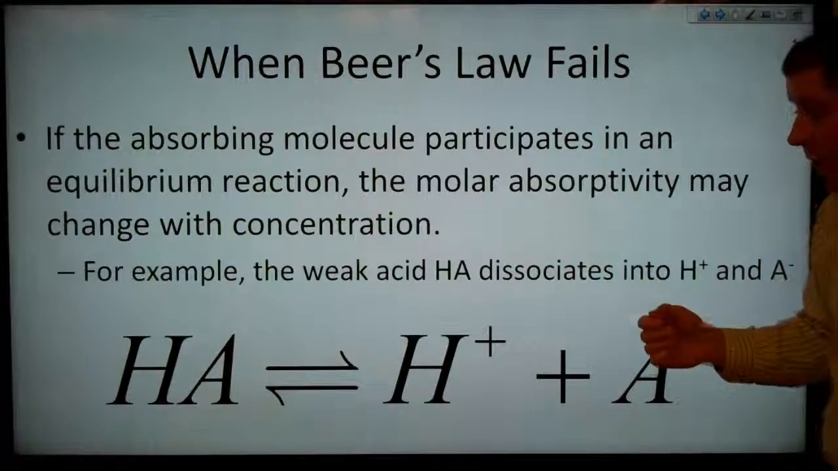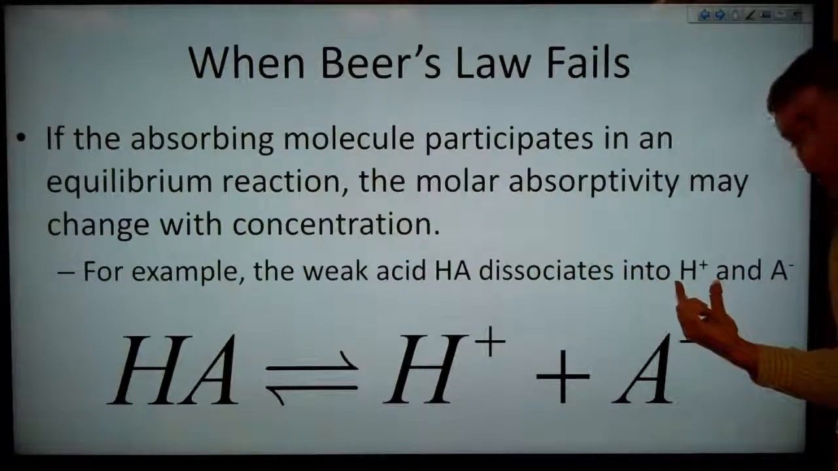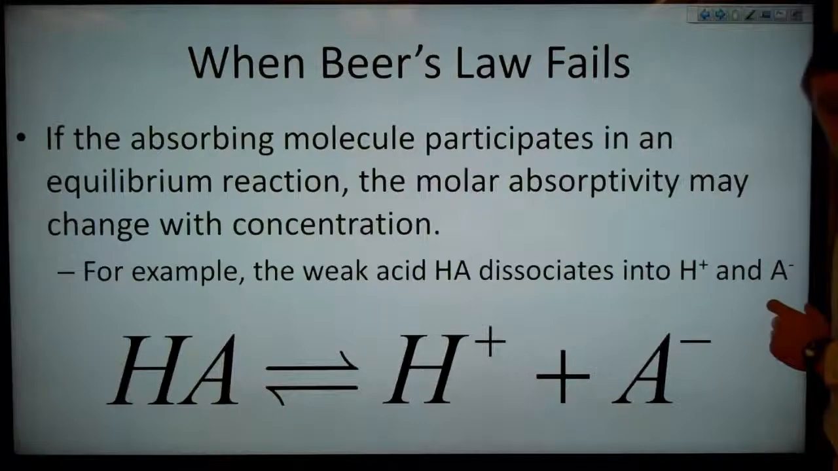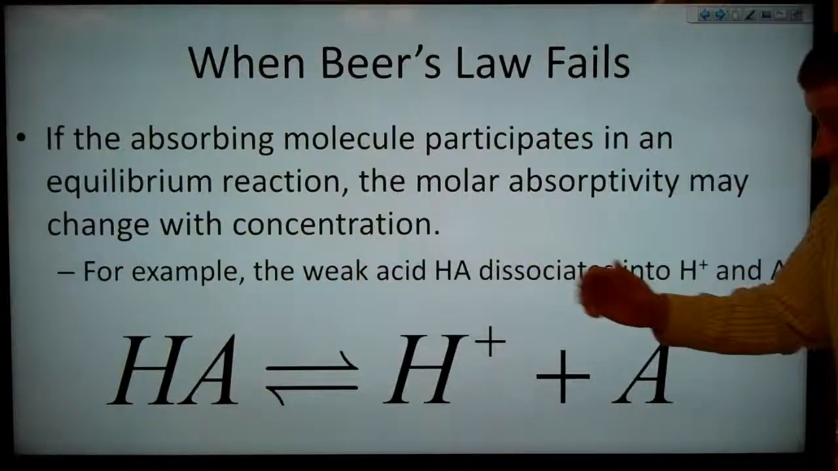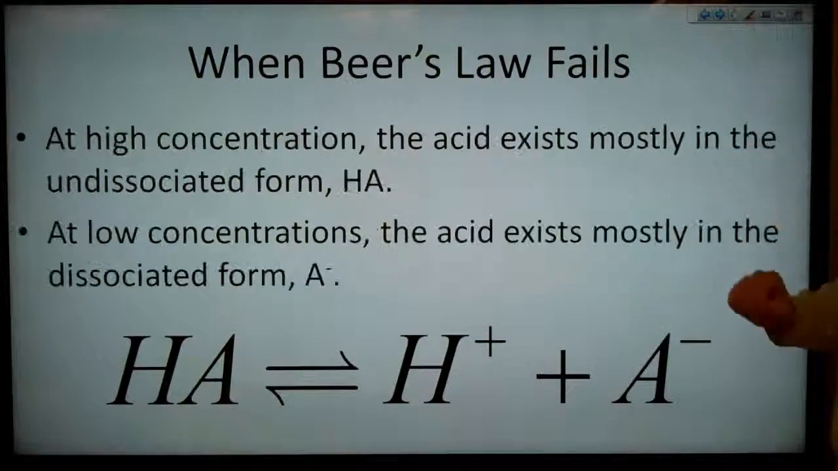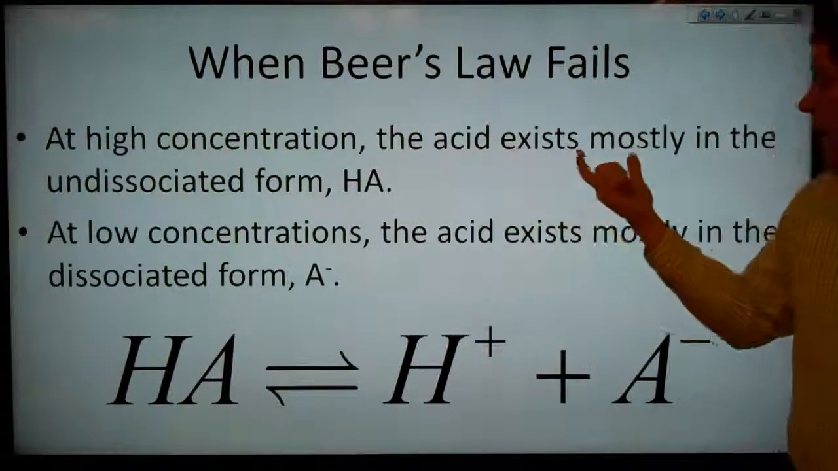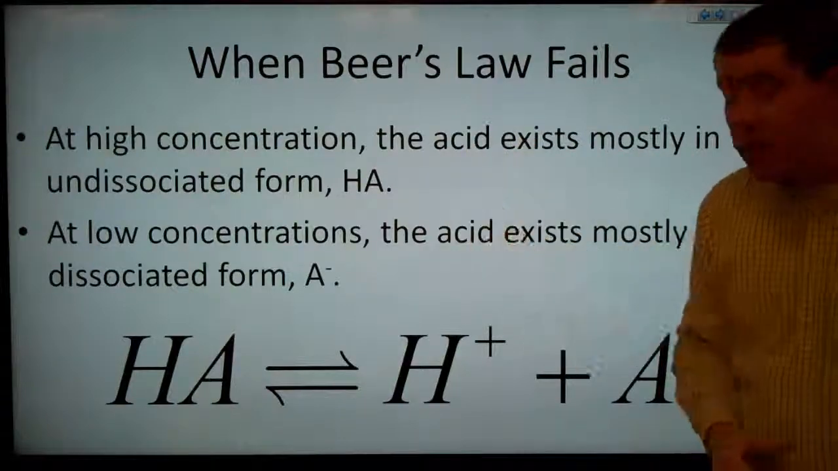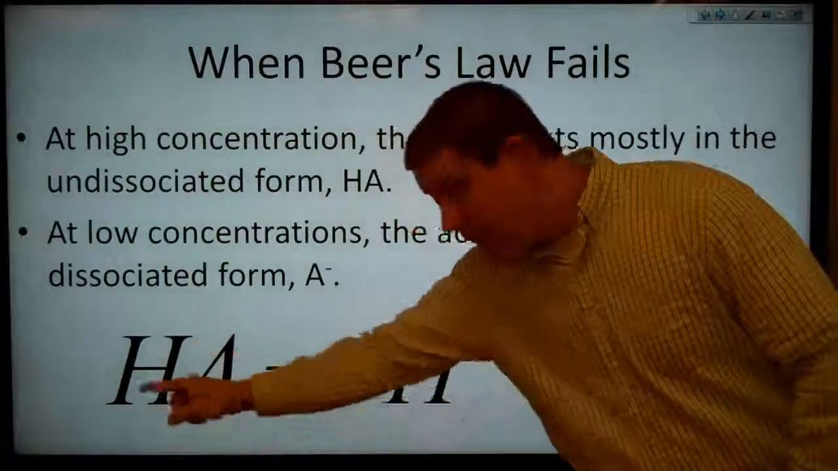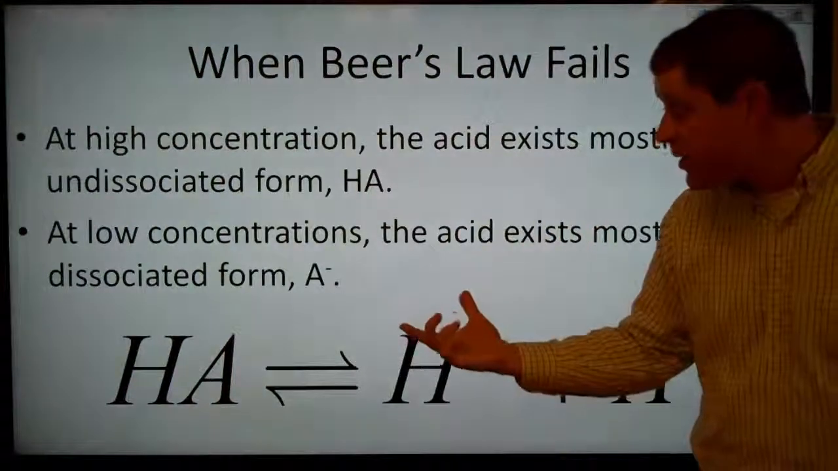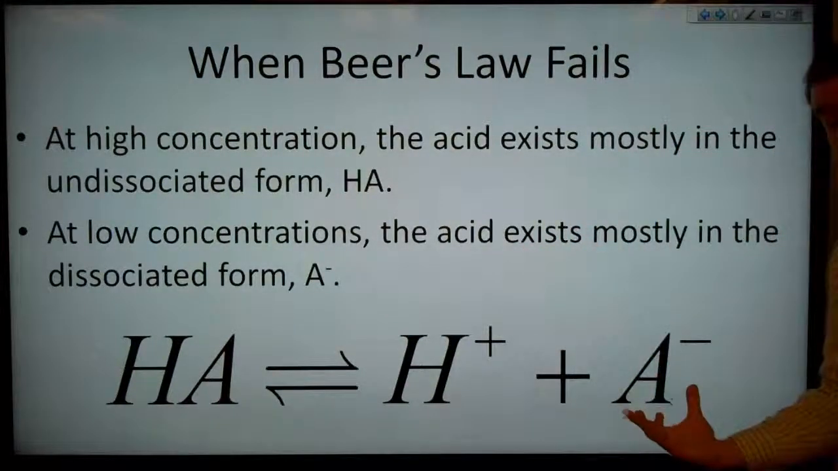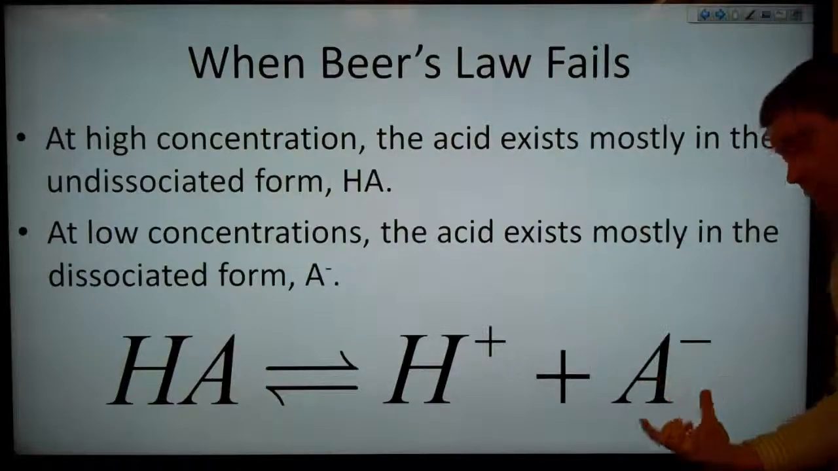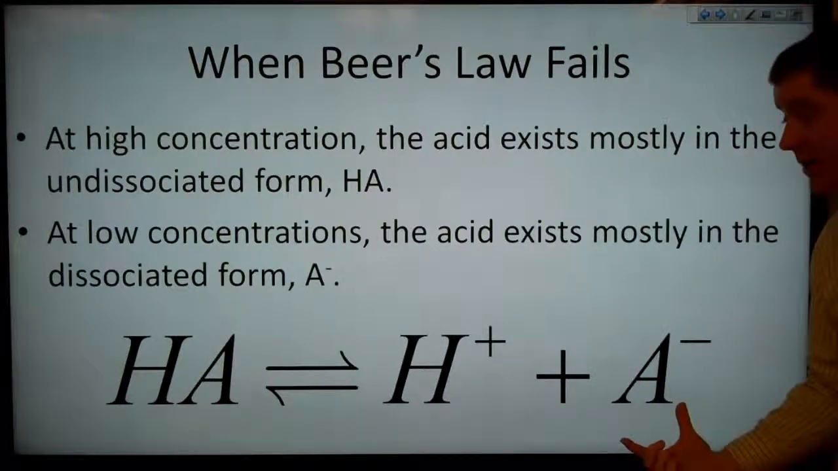If the absorbing molecule participates in an equilibrium reaction, then the molar absorptivity may change with concentration. For example, the weak acid HA dissociates into hydrogen ions and A- ions. This is our conjugate base. And so we have our equilibrium here. HA dissociates into H plus A-. And at high concentration, the acid exists mostly in the undissociated form. It exists mostly as HA. But at low concentration, then the acid exists mostly in the dissociated form. So it exists mostly as that conjugate base.